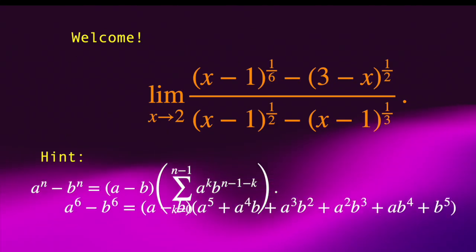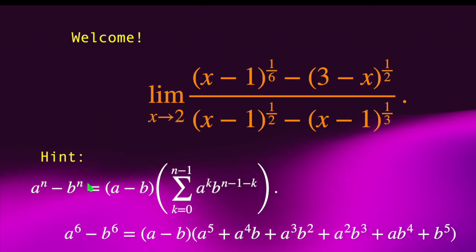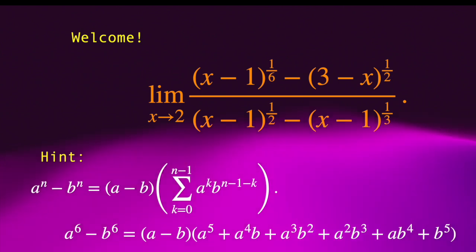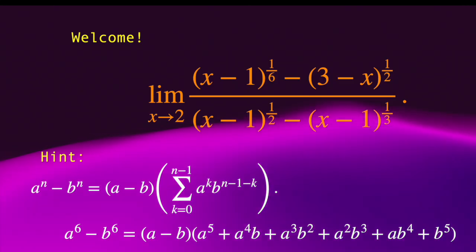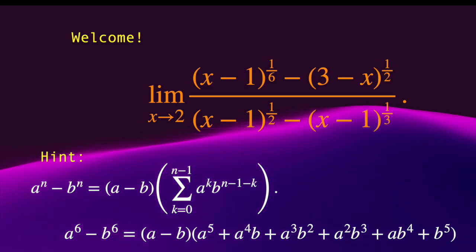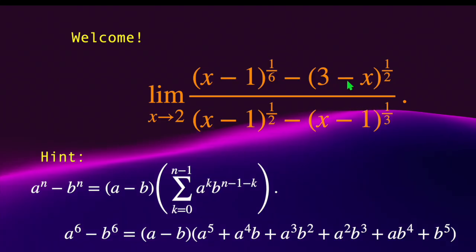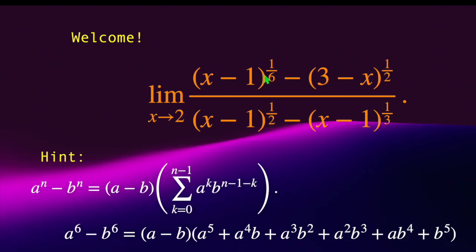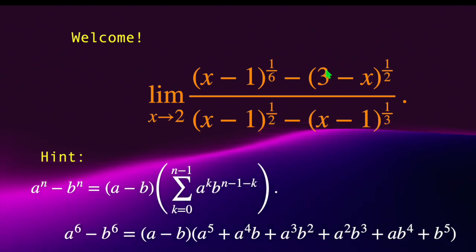We will use this formula for n equal to 6. So you have the hint, and you can try to compute this limit without seeing the solution, and go to the solution after. So let's start. We will start by transforming the numerator and the denominator into a rational fraction.